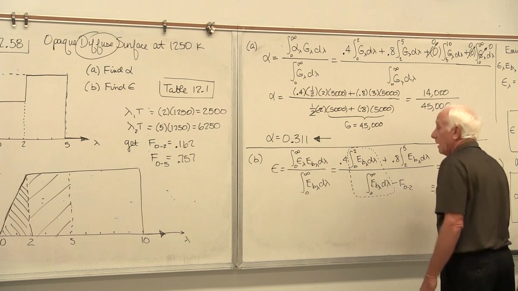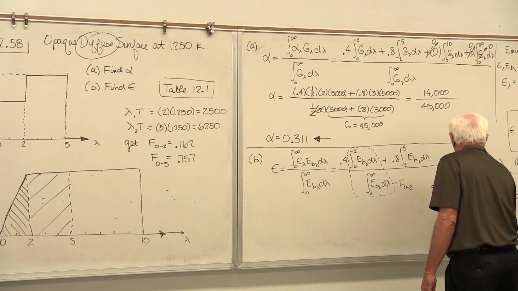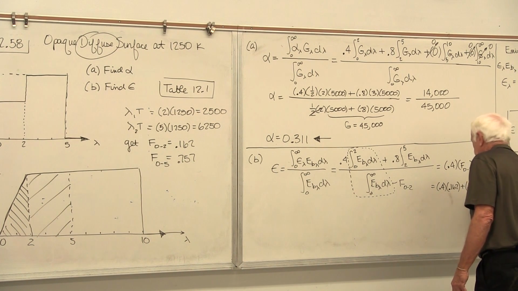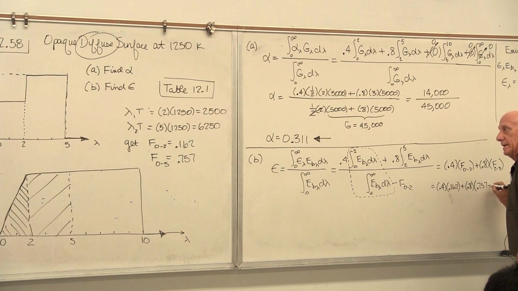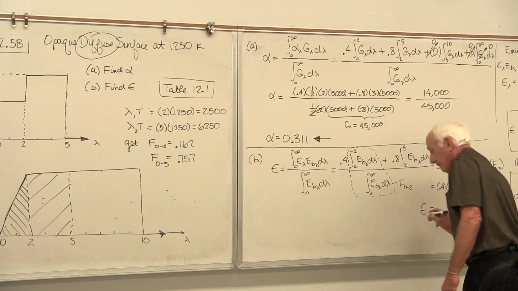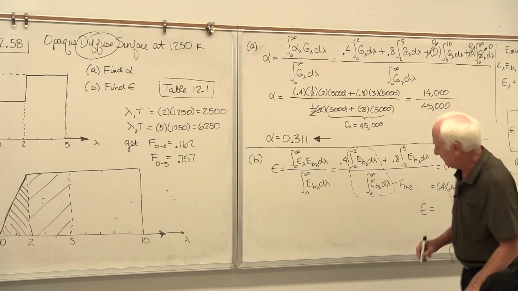0.4 times F0 to 2, 162, plus 0.8. Now don't forget, this is band emission. So you take F0 to 5 minus F0 to 2. 757 minus 162. And I get epsilon, the total emissivity, 0.540.